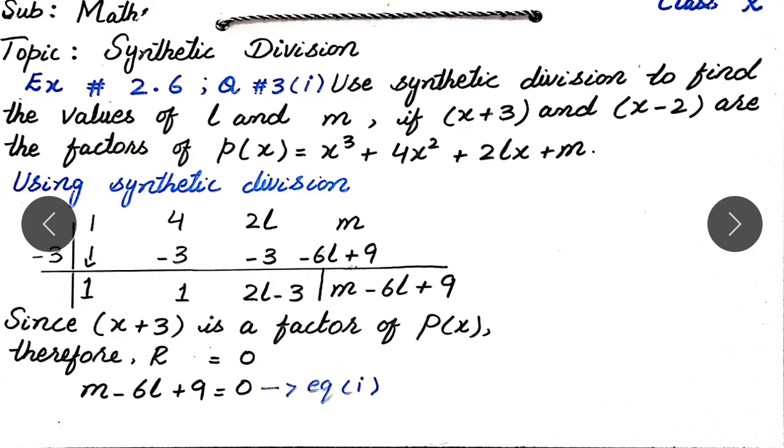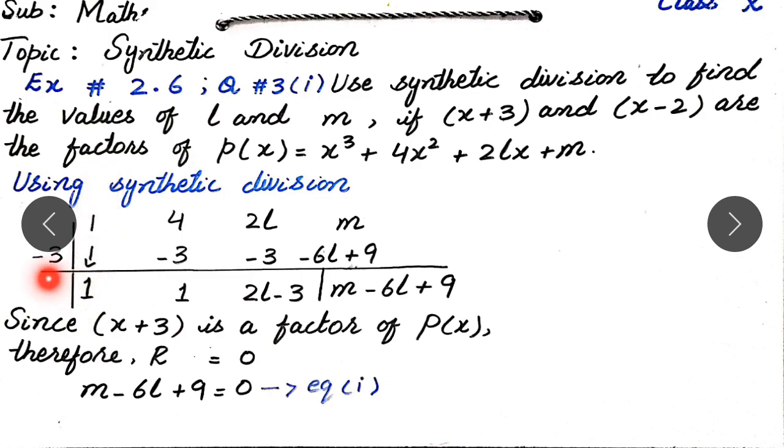Okay, here what is given? Again we are supposed to find two unknown values. Since there are two unknown values, you are given two factors or two zeros of the polynomial. Meaning this polynomial should first be divided by x plus 3 and later it should be divided by x minus 2. So let's use synthetic division here.